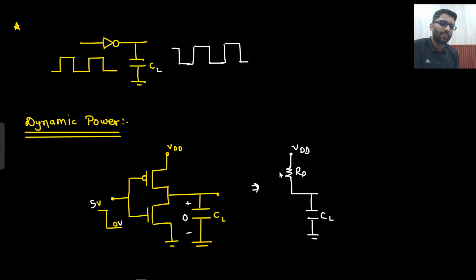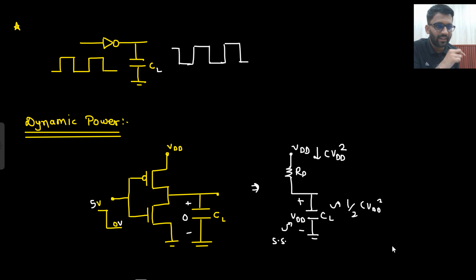Right? Now what will happen? From here, how much energy will go out? How much energy will this VDD provide? C VDD square. How much will this capacitor store? This capacitor will eventually charge up to VDD only. This is the steady state I am writing. How much will it store? Half C VDD square. And how much is dissipated across the PMOS? That is half C VDD square.